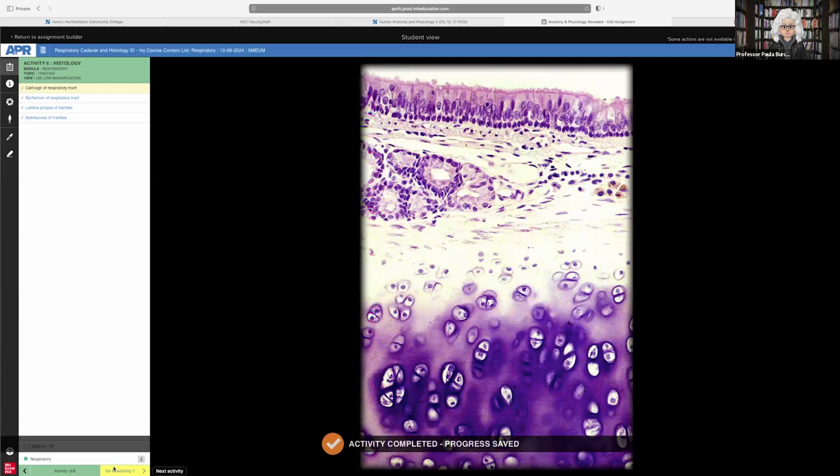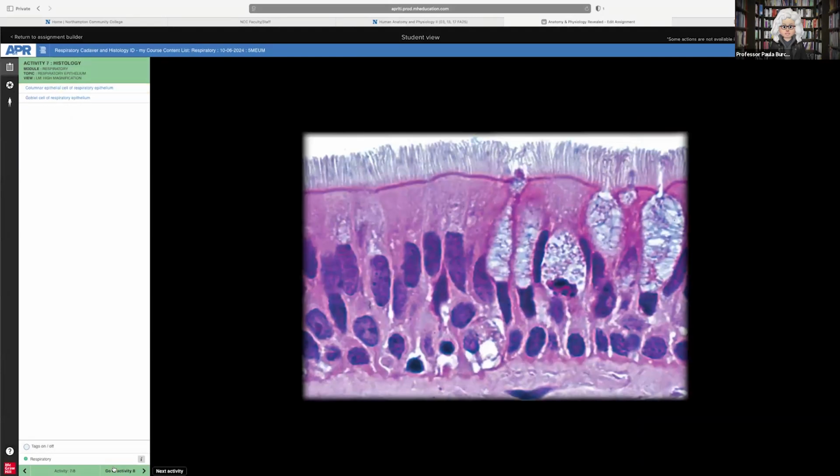The next activity is looking at a close-up. This is the ciliated pseudostratified columnar epithelium, so here's the cilia. You can see the cilia. You can also see these are the simple columnar cells, or the pseudostratified columnar cells. And we're also going to have some goblet cells. Remember, goblet cells are mucus-producing cells. These goblet cells are producing the mucus that is going to be here on the surface.